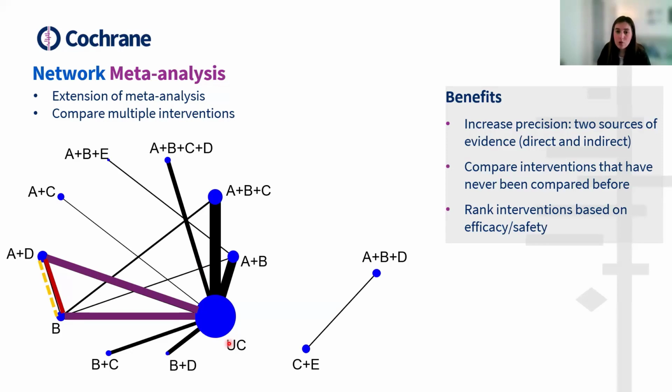And since we combine two sources of evidence, we gain increased precision for our effect estimates. Also, based on these indirect comparisons, we can compare interventions that have never been compared before in head-to-head trials. For example, these two interventions can be compared indirectly, but there is no study including both of them. Also, network meta-analysis allows us to rank interventions based on their efficacy or their safety.